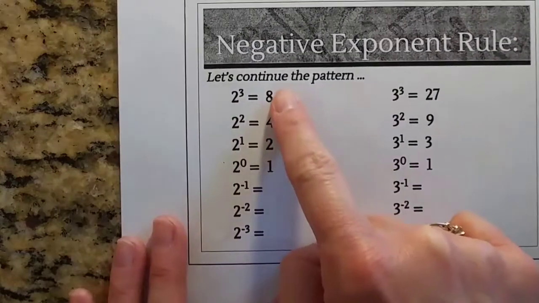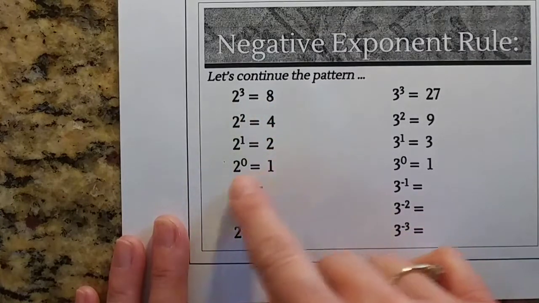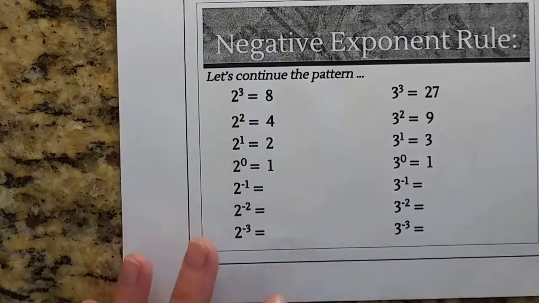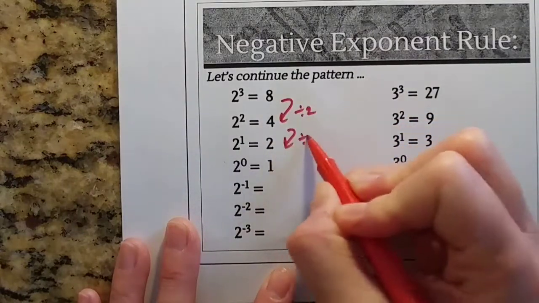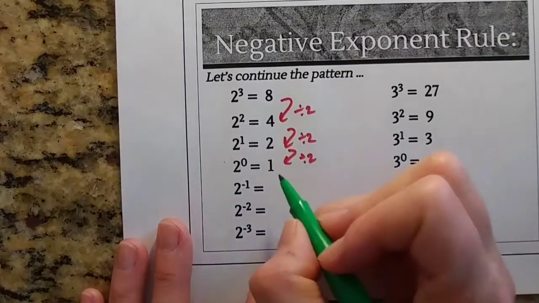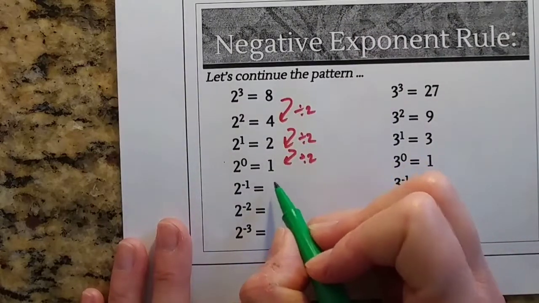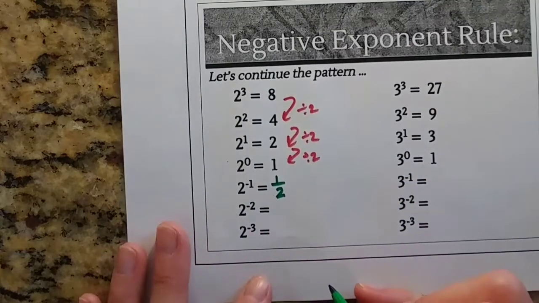So remember the pattern that we were looking at before? 2 to the third power, right? 8, 4, 2, and then 2 to the 0 power is 1. Let's continue that pattern. Remember, it was dividing by 2 to get to the next number. So if I continue that pattern, 1 divided by 2 would be 1/2. So 2 to the negative first power is 1/2.